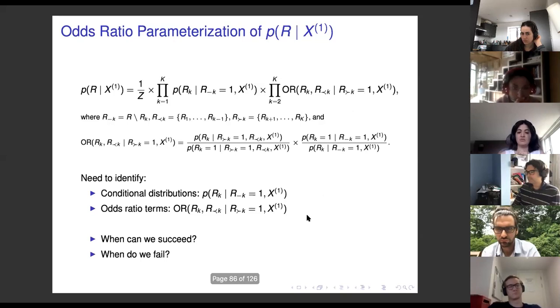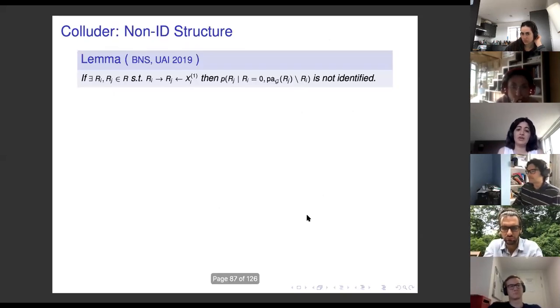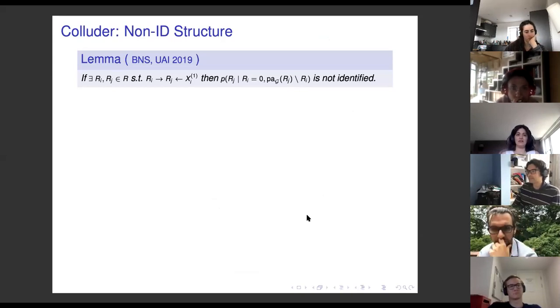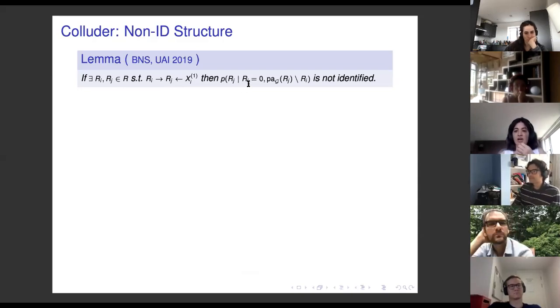Now the question is, when do we succeed and when do we fail? In our previous results, we introduced a non-identified structure called the cluder. We said that if there exist two missingness indicators, Ri and Rj, such that Rj has both Ri and the corresponding counterfactual Xi1 as parents, then the propensity of Rj is not going to be identified when we evaluate Ri as 0.